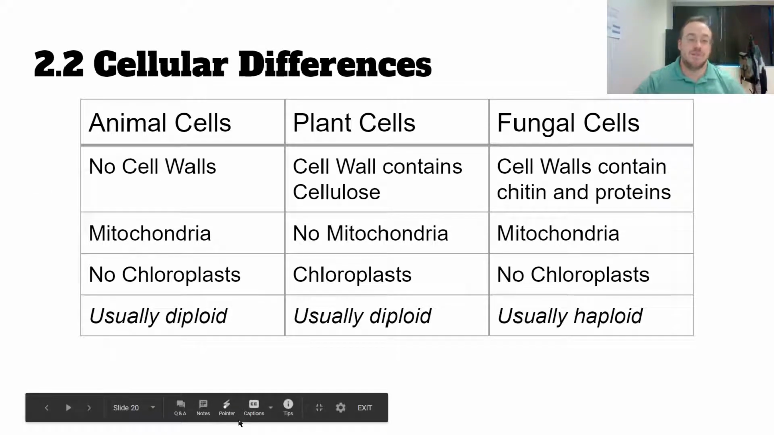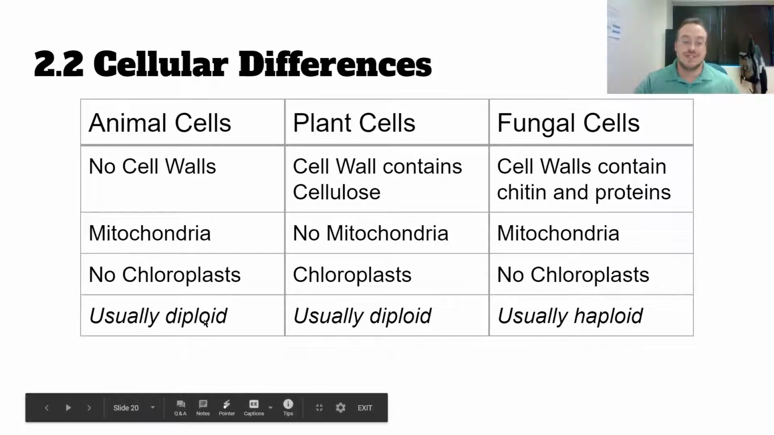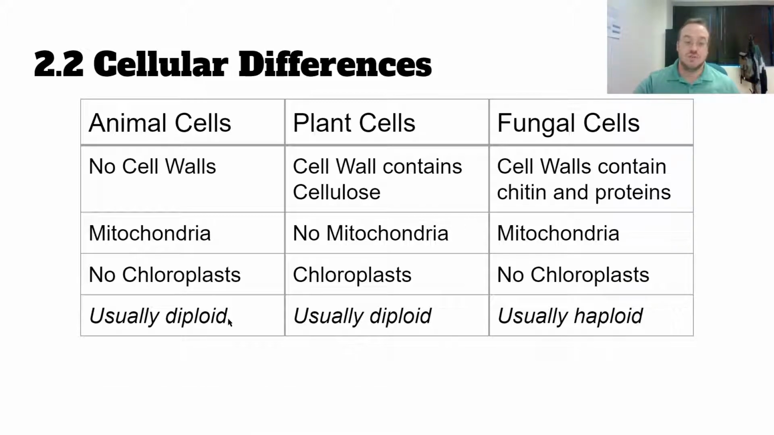All right, wrapping up, differences. We have our animal cells, our plant cells, and our fungal cells. Animal cells do not have a cell wall. They do have mitochondria. They do not have chloroplasts. And then this last row that's in italics has to do with chromosomes. I know we haven't talked about chromosomes yet, but we will. So usually diploid, so di means two. So they have two pairs of chromosomes.